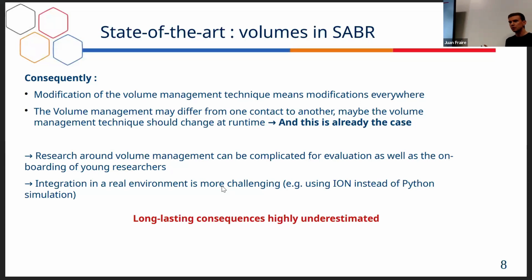And also, most of those volume management techniques are currently hard-coded, although we want to have different techniques at different locations. And this is already the case. So we have ETO for the first stop, and we have other techniques for the next stop. But there might be some cases where we want different volume management techniques at the same location. So for example, for the first stop. And also, I don't even talk about priorities. Now priorities is not part anymore of BP v7, it was dropped passing from version 6 to version 7, but we might see it back with some extension blocks.